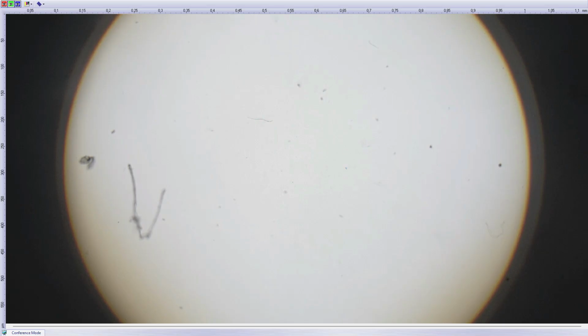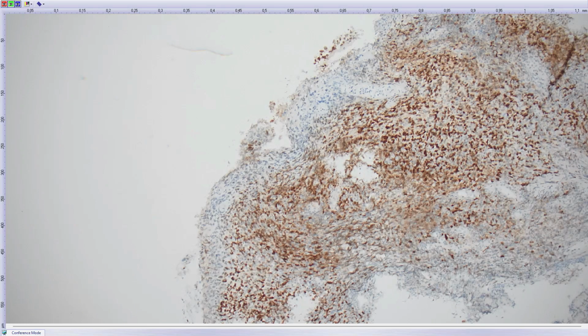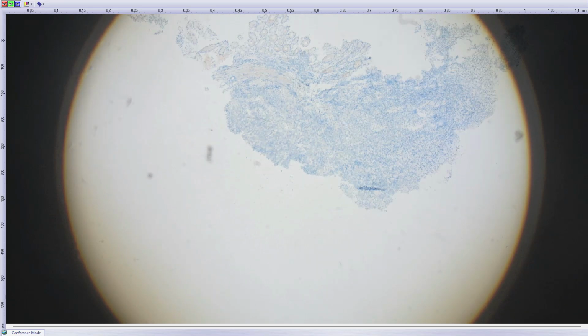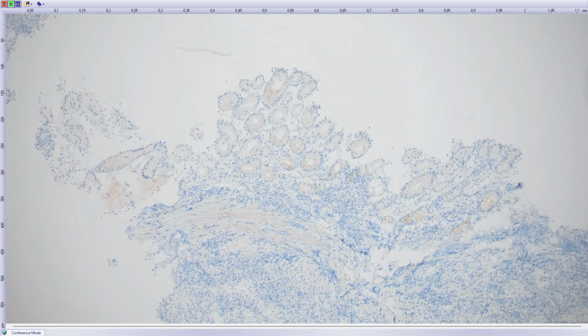PRAME is a very unspecific marker, but it's very sensitive. If this was negative, it's very unlikely for it to be melanoma, but we have diffuse positivity for PRAME. And then other immunohistochemical markers you can use are BRAF and RAS, because many melanomas are caused by BRAF mutations and RAS mutations. This is BRAF, which is negative.